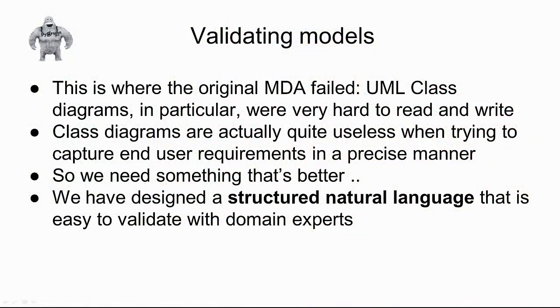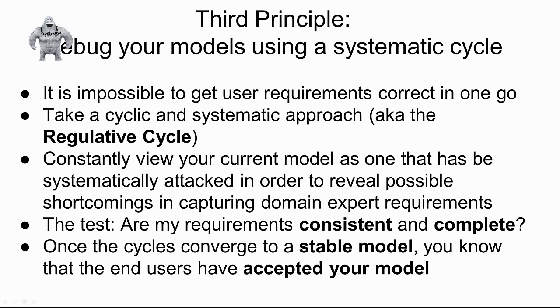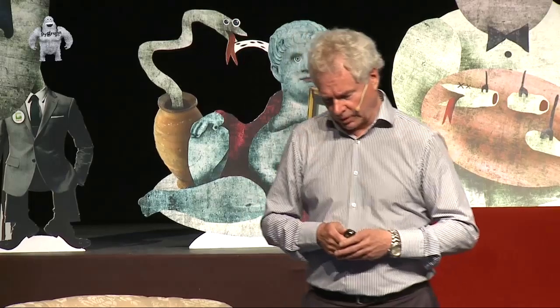Using structured natural language, you can present this model to somebody who does not have a technical background, a non-technical domain expert, and ask him, is this correct? Is this a correct representation of your needs? So that's one thing. You can start building process models and data models, and then you have to try to debug your models in a systematic manner. Because it's extremely hard to get user requirements right, especially in one go. You have to go through a number of cycles in order to capture the end user requirements.